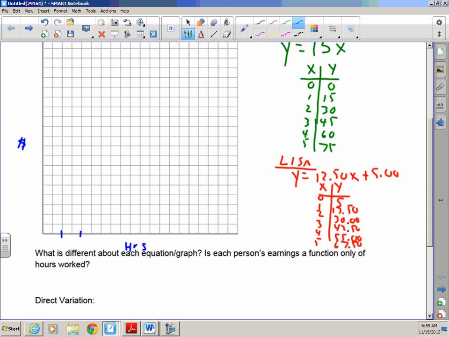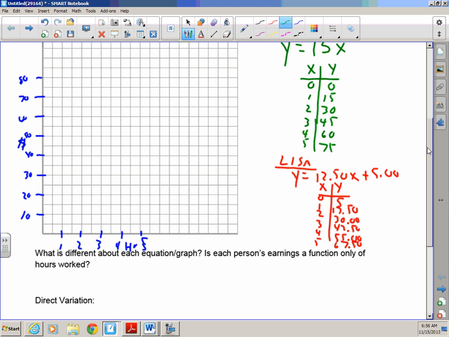The hours we're just going to count from 0 to 5. And you always look at your table of values to give you an idea. We have to go up to $75, so I'm going to count by fives. So 5, 20, 30, 40, 50, 60, 70, and 80. I'm going to use the same colors that I've used on the side to show each person's graph.